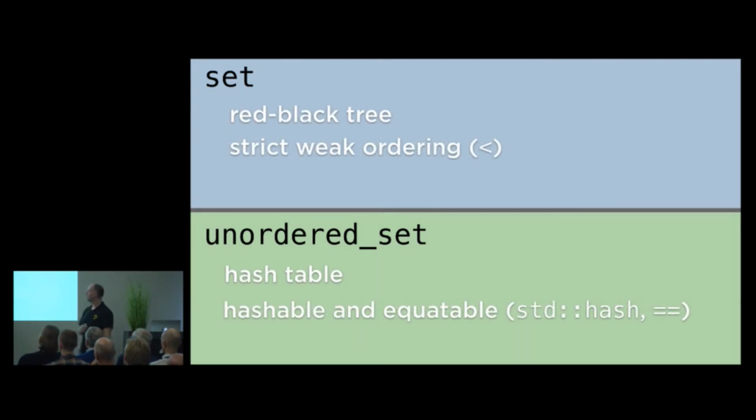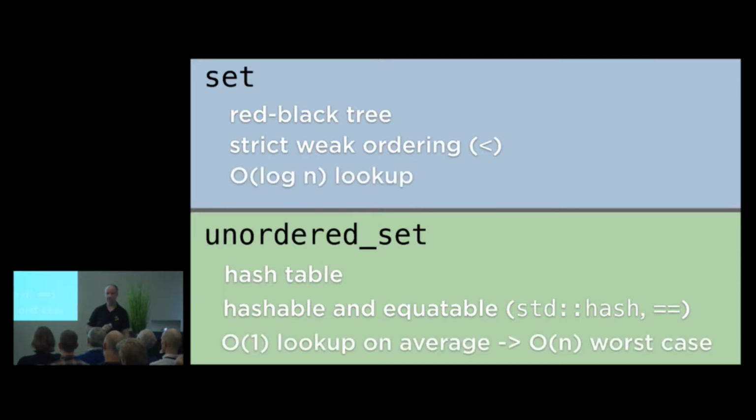So looking at the constraints on the types you put in them. With set, you have a strict weak ordering. Usually, as a result of having a less than operator, you can also provide a custom predicate. Unordered set, the types must be hashable, usually with a specialization of standard hash, and equatable, usually with an is equal operator. Again, these can both be provided with custom predicates, if you prefer. But there's sort of orthogonal constraints in the types, and sometimes that will actually dictate which structure we can use.